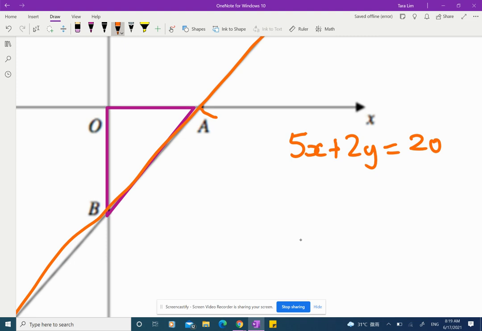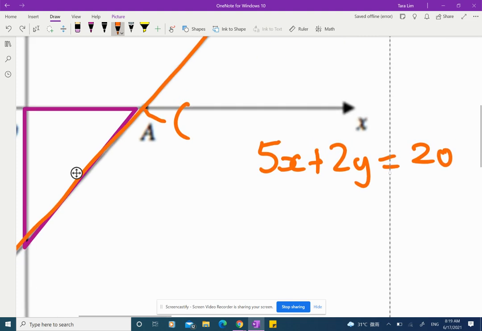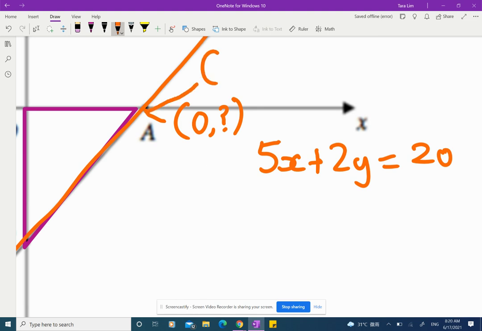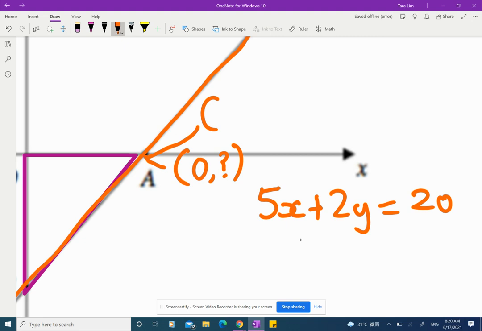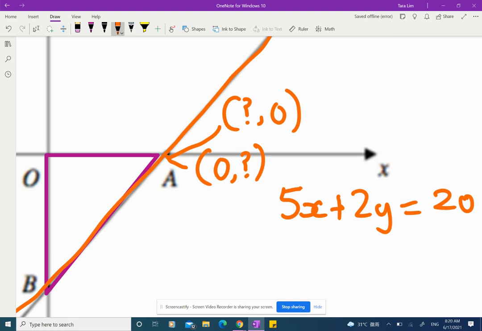We can see that A lies on the x-axis, where the numbers go 0, 1, 2, 3 and so on up to 10. So do you think the coordinates of this point A have a y coordinate of 0, or an x coordinate of 0? Well, it's the y coordinate that is 0.